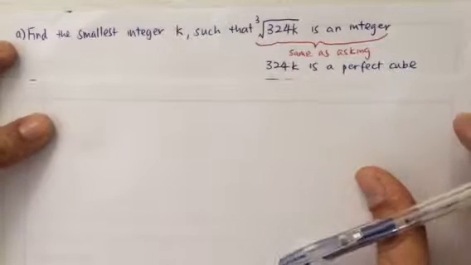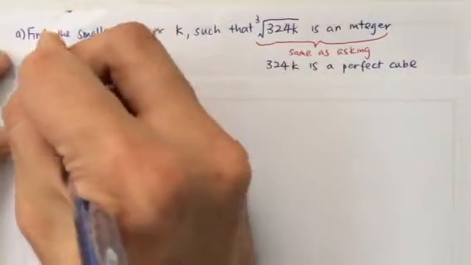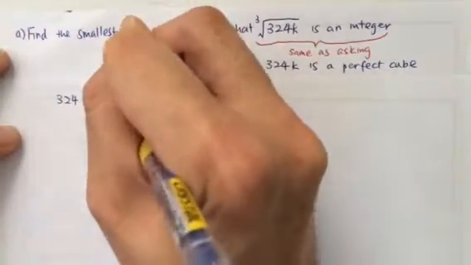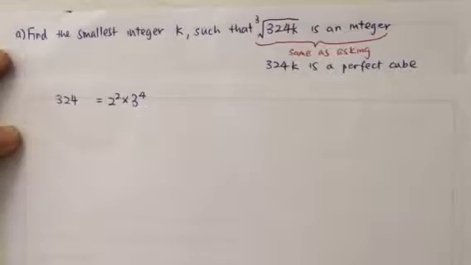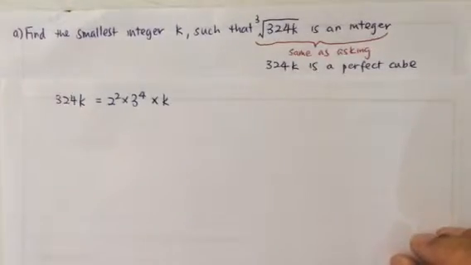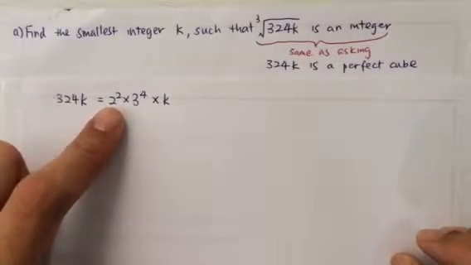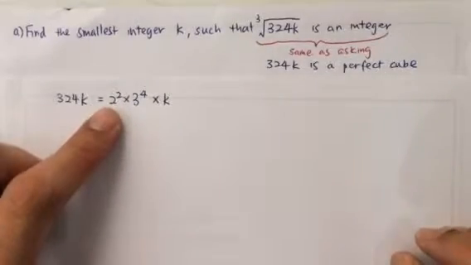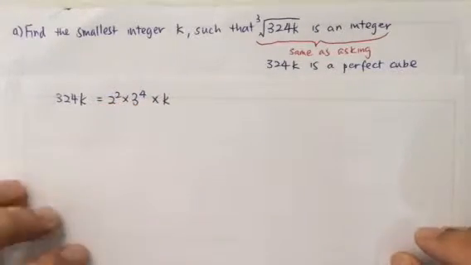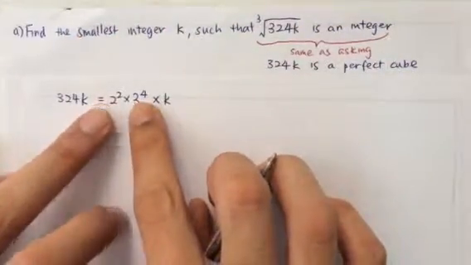The first question was asking for 324k to be a perfect cube. From a previous video, we know that 324 is actually 2 squared times 3 to the power 4. Since we want 324k to be a perfect cube, from the definition of a perfect cube, we need all powers of its prime factors to be a multiple of 3. As you can see here, the powers of the two prime factors that we have are not multiples of 3. So we are trying to make everything become a multiple of 3.